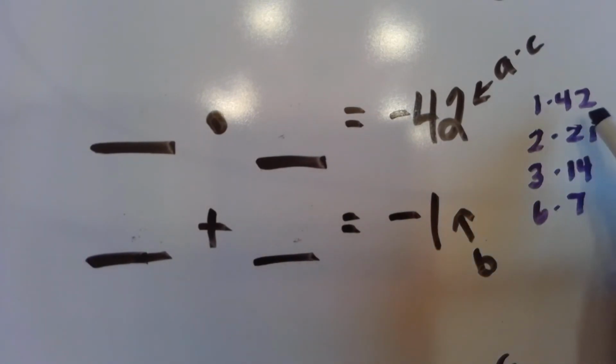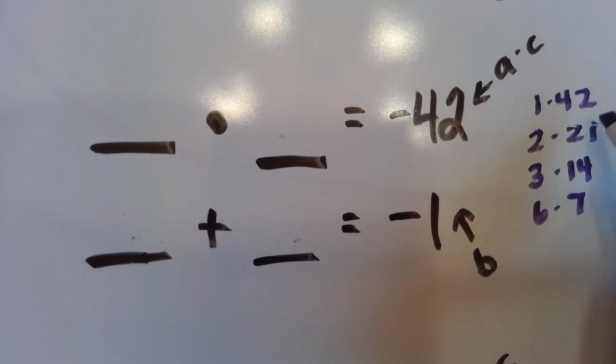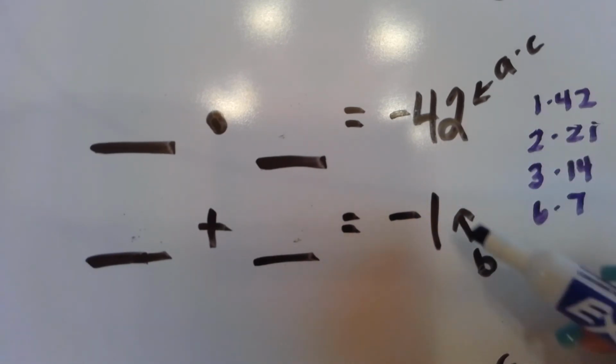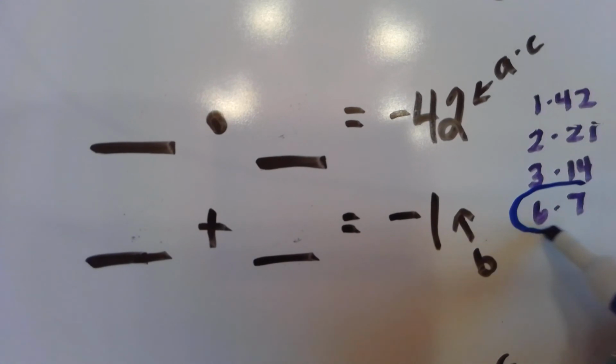So 42 and 1, if we did 1 minus 42 or 42 minus 1, it would be a 40. That doesn't bring us close to a -1. 21 minus 2 is 19. Nope, doesn't bring us close to a 1. 14 minus 3 would be an 11. Doesn't bring us close to 1. 7 minus 6, okay, this one's bringing us closer to a 1.